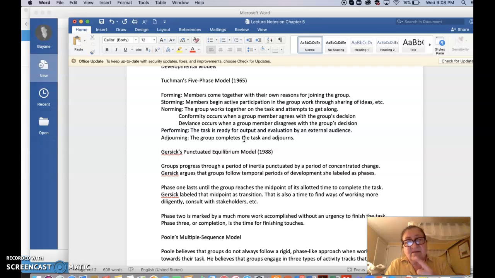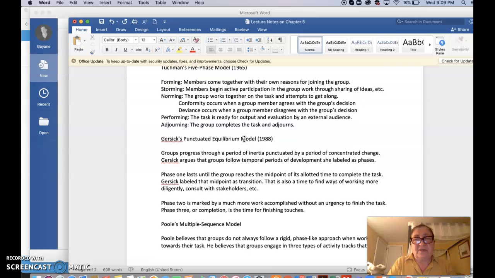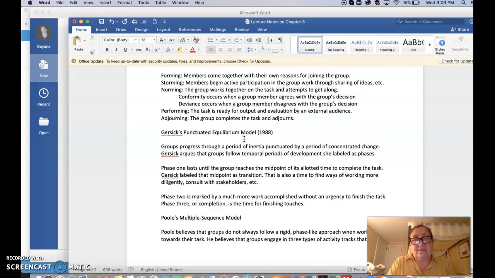And I think deviance is when members of a group show their disagreement, not just feel it, but also express it, because everything we do and examine in communication needs to be communicated. It cannot be just thought. The fourth stage is performing. The group does the work and prepares the task for evaluation by itself and external audiences, their superiors or their consumers. And finally, adjourning. The group completes the task and maybe distributes their product, their project, and adjourns, says farewell.